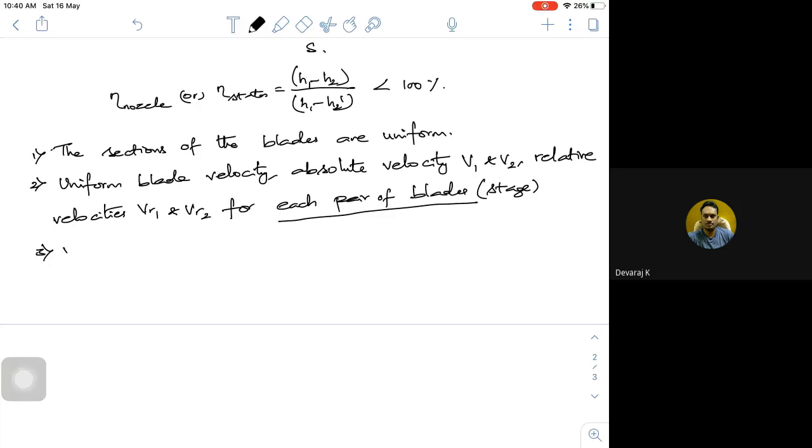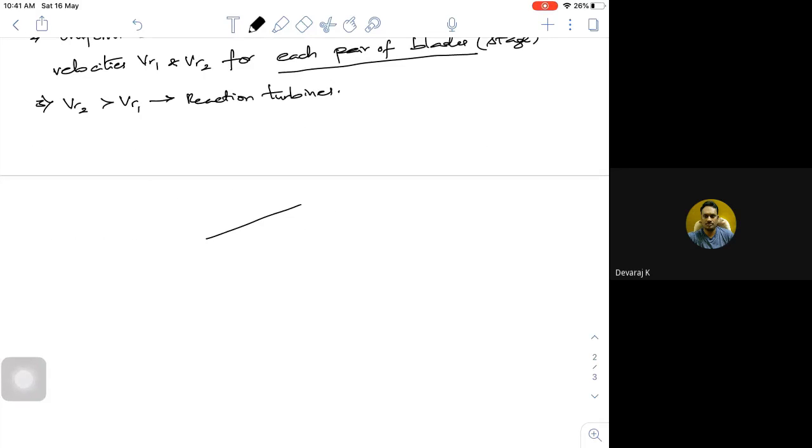And one more important thing: VR2 is always greater than VR1 in the reaction turbine. This is so for most reaction turbines, or whenever we have impulse reaction turbines. Why is this so? As the steam expands, see what will happen. If I take this as my turbine, this is my axis, and I have a rotor.